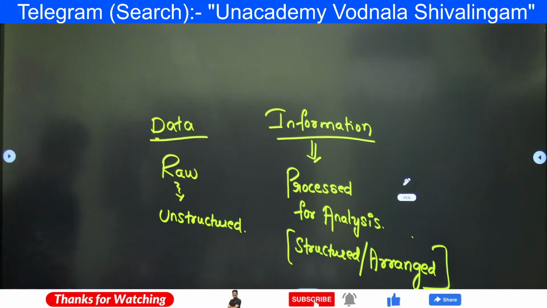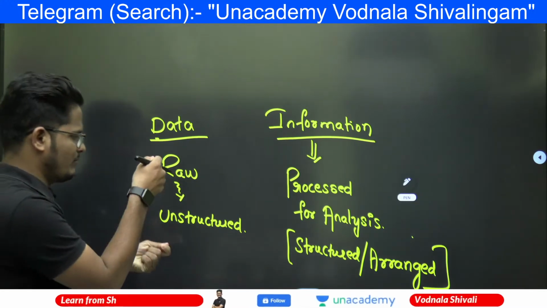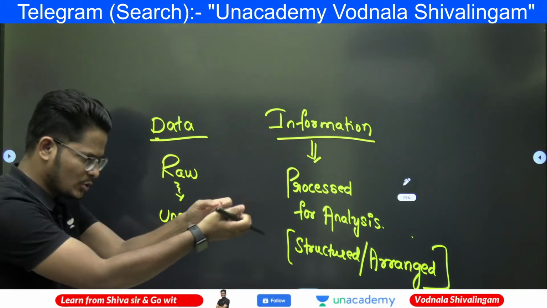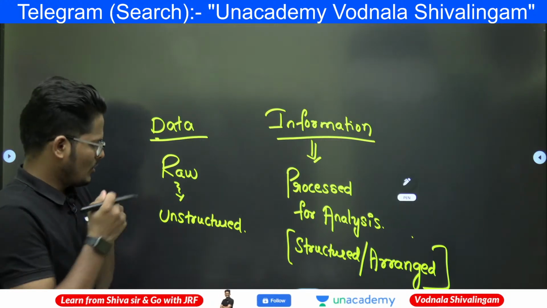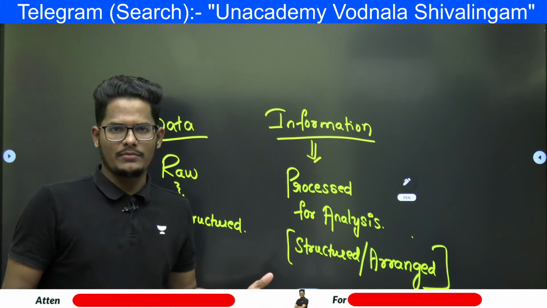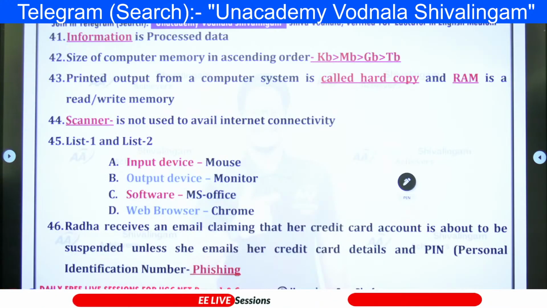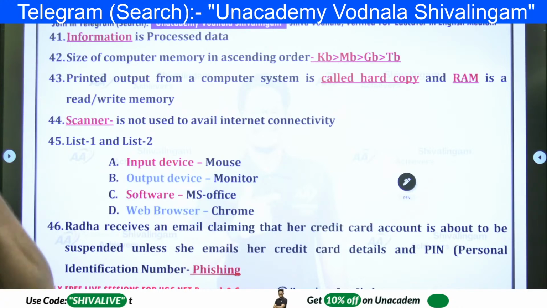Properly arranged or structured comes under here. So that is a difference. Once the data you collect has been arranged in a proper manner according to our requirement for the analysis purpose, that will become information. You are going to process the information.